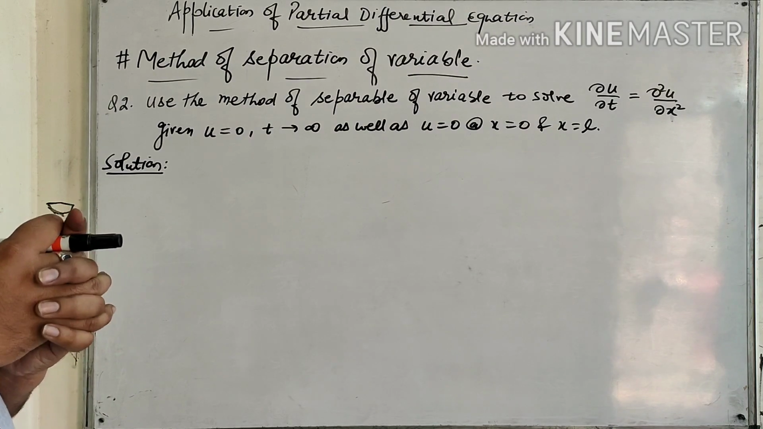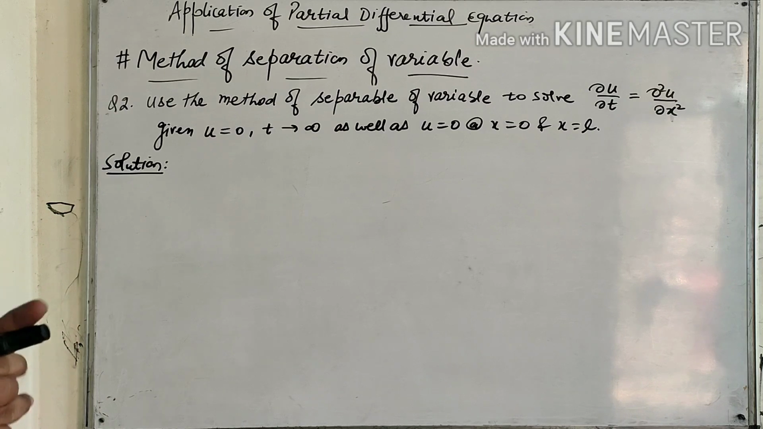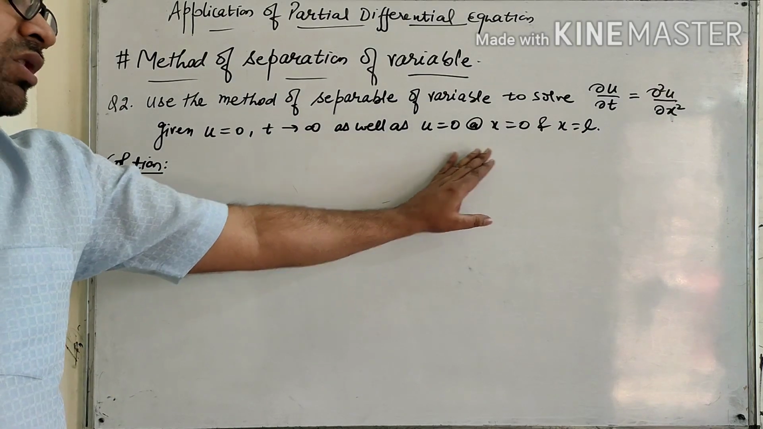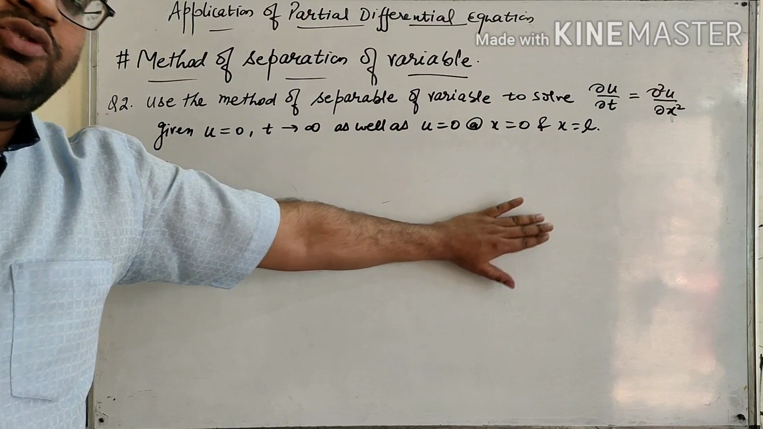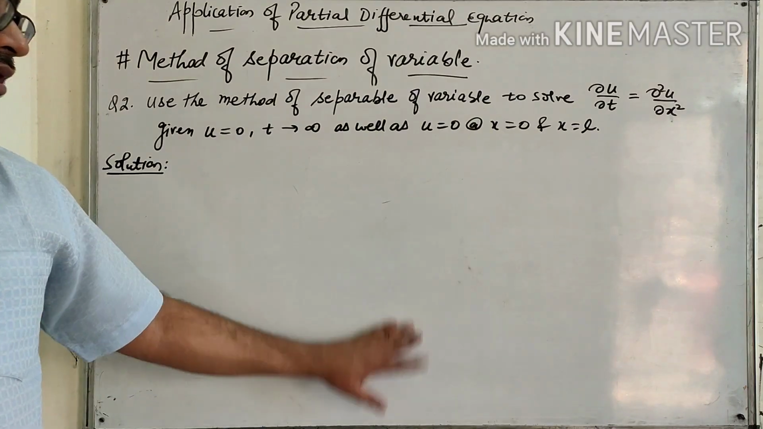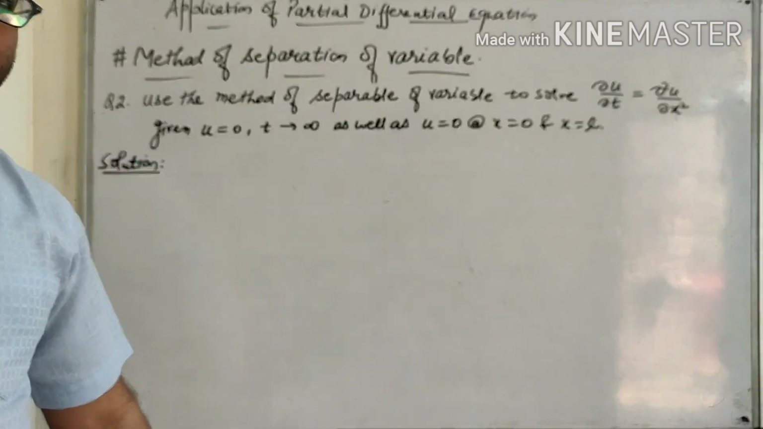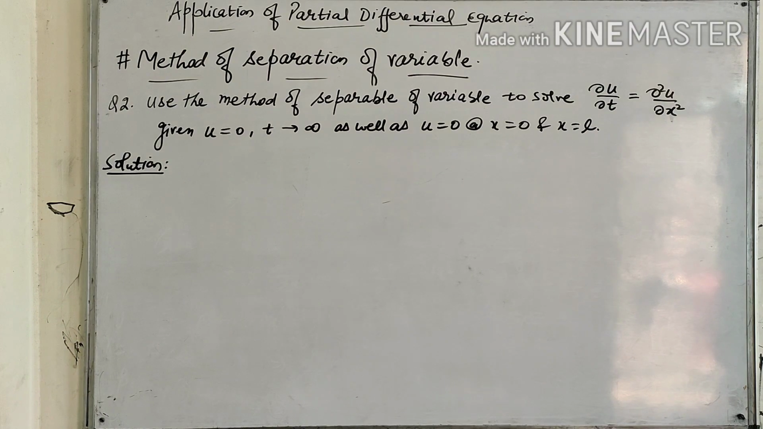Use the method of separation of variables to solve del u over del t equals del 2u over del x square, given u equals 0 as t tends to infinity, as well as u equals 0 at x equals 0 and x equals L. In the previous question there were no boundary conditions, but in this particular problem we also have some boundary conditions. So we shall solve it by the complete process.